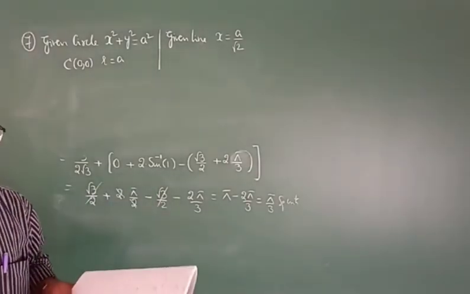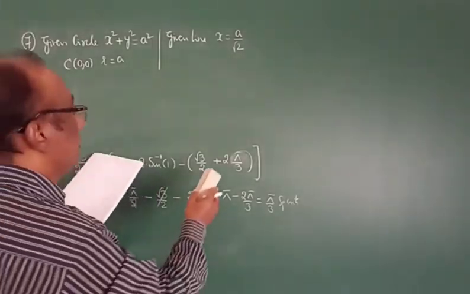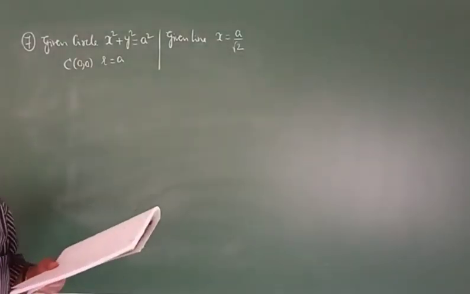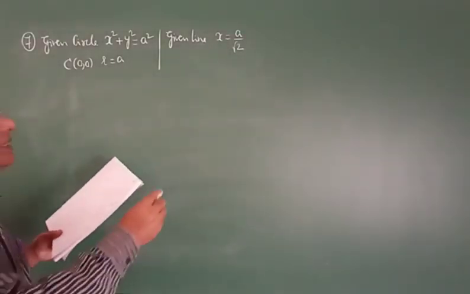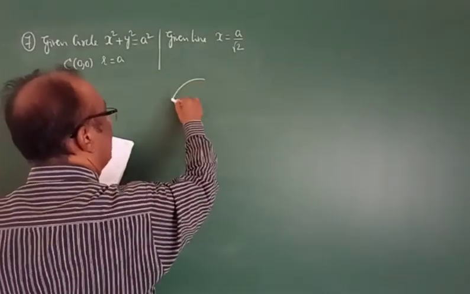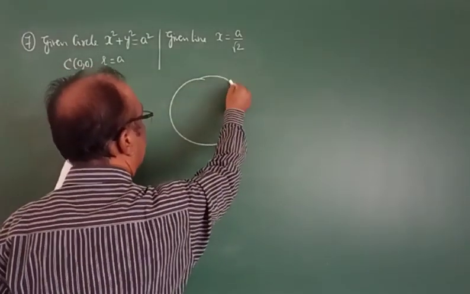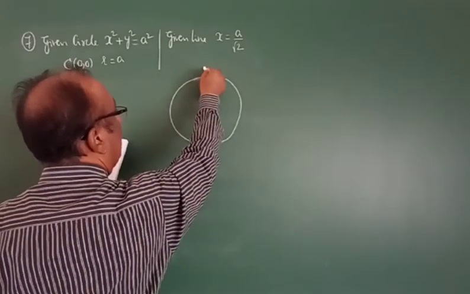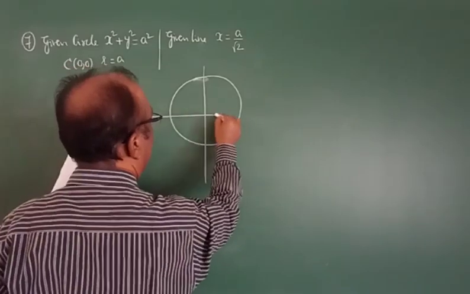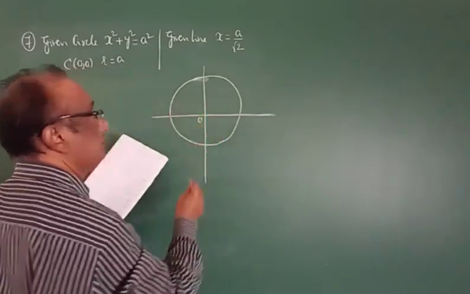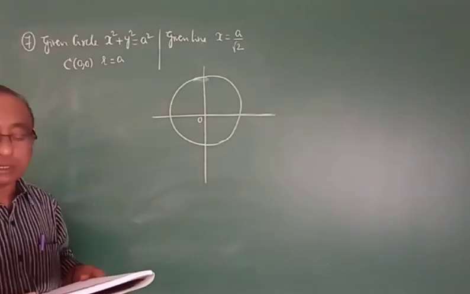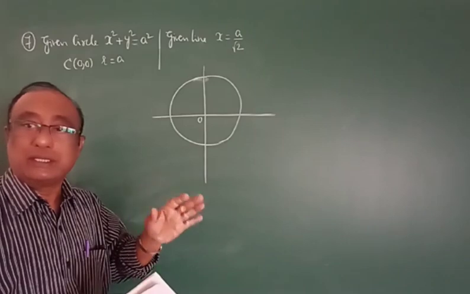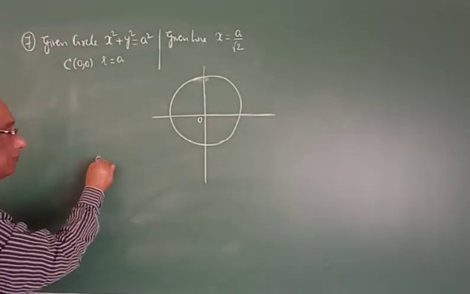Draw the figure, everyone. Everyone see, draw the point figure. First I will draw the figure of a circle. The center is 0, 0. Now I am going to draw the line. So 1 by root 2 means roughly a point, let it be 1.